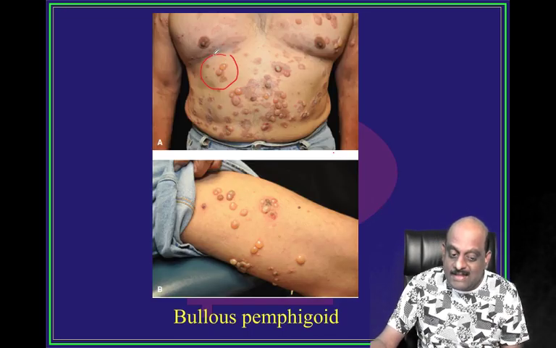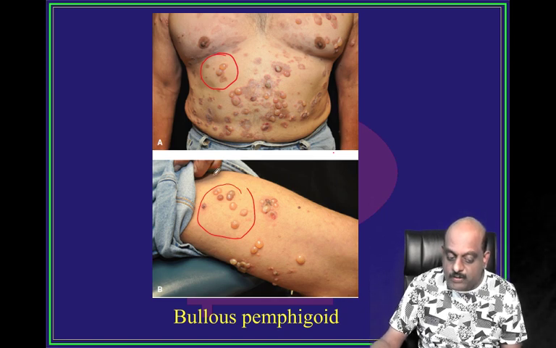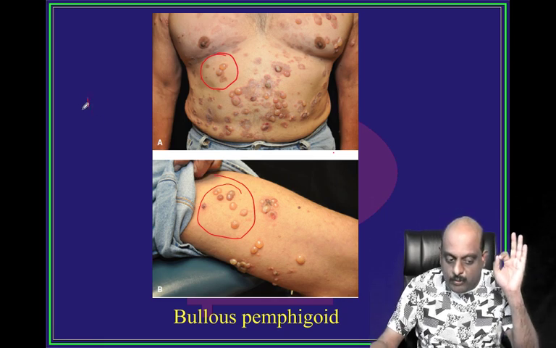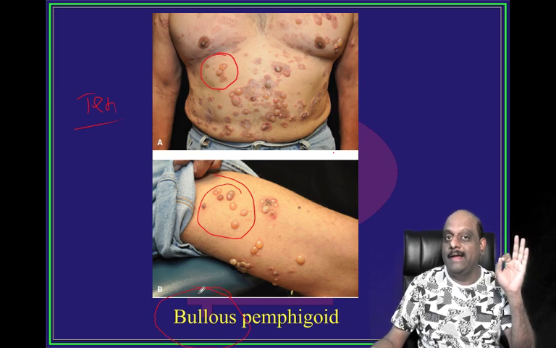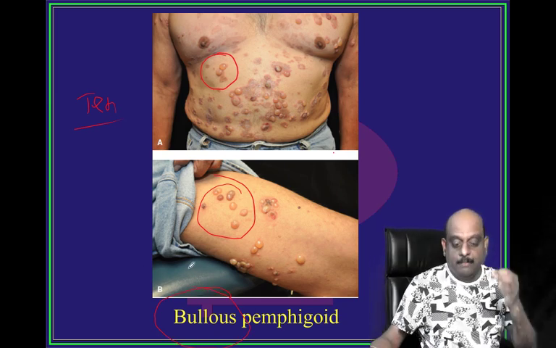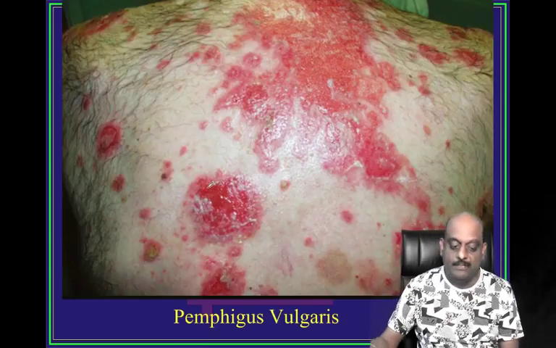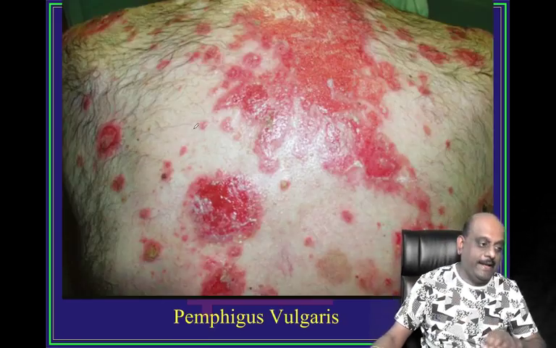These are the tense bullae. Can you see the tense bullae, doctor? Tense bullae hota hai bullous pemphigoid mein. They are typically seen in bullous pemphigoid. Flaccid bullae.